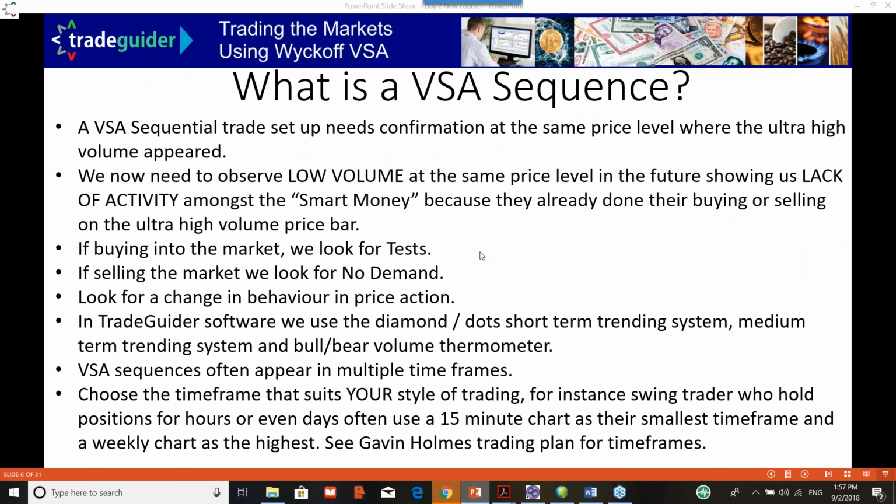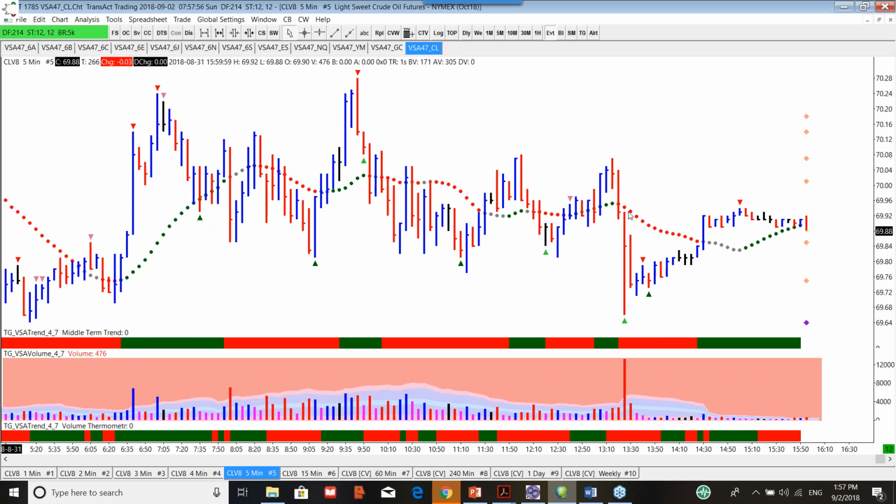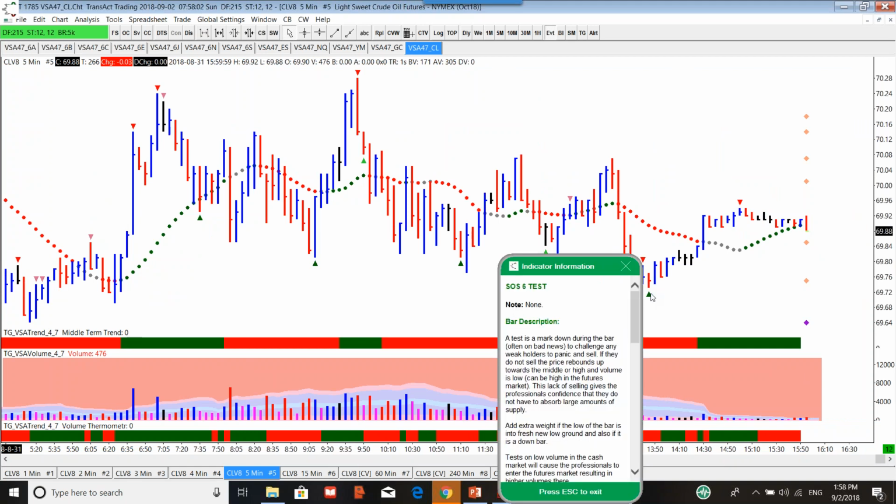So we see here a VSA sequential trade setup needs confirmation. We want to look for low volume where the high volume level was, and we can see that very clearly on this chart. We've got the high volume coming in. Notice the market comes back down into the area of high volume, and we have a confirmed VSA signal.